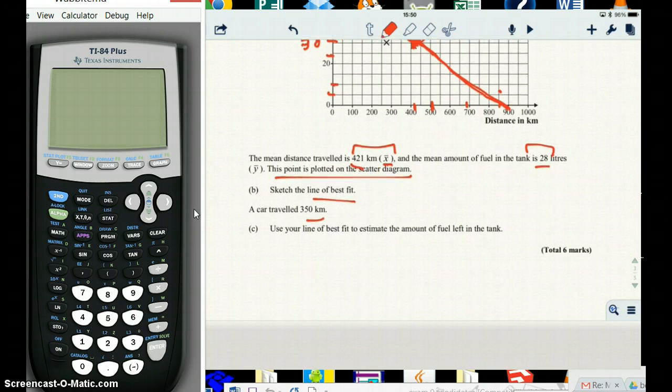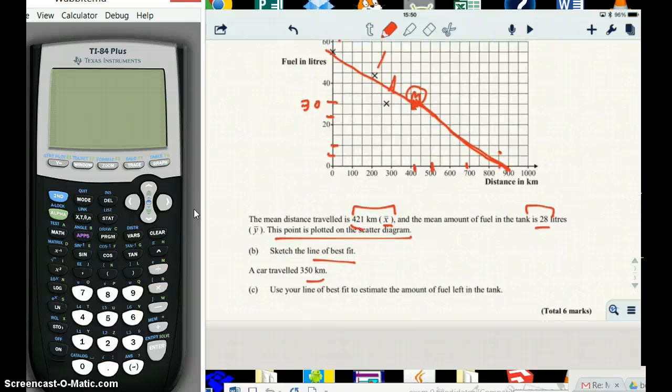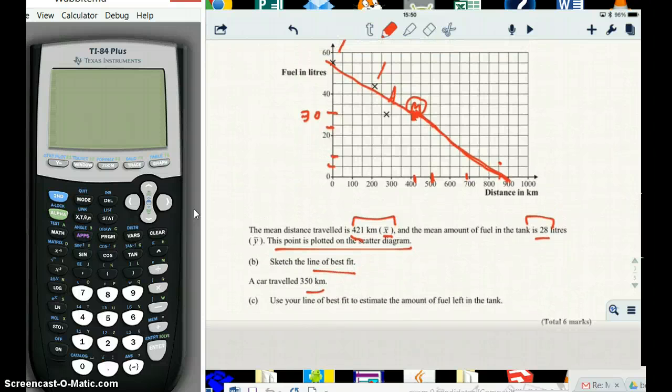Use your line of best fit to estimate the amount of fuel left in the tank. So if I was going to use this one, this is after a car travels 350 kilometers, and then use the line of best fit to estimate the amount of fuel left in the tank. So 350 would be here, right? And it would cross the line about here. And so this corresponds to, it looks about like here, a little bit less than 35. So I would say that's about 34 maybe, 33 or 34. So I'd say 34, and that's liters, right? So use a line of best fit to estimate the amount of fuel left in the tank, 34 liters about, okay?